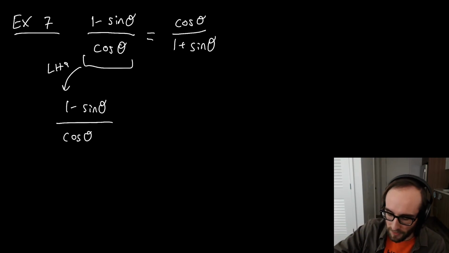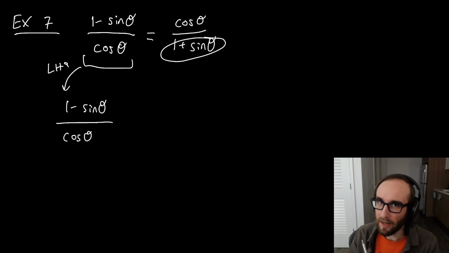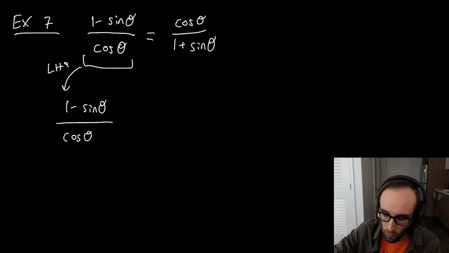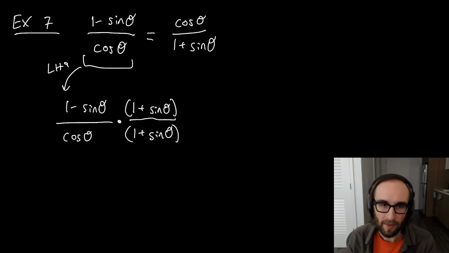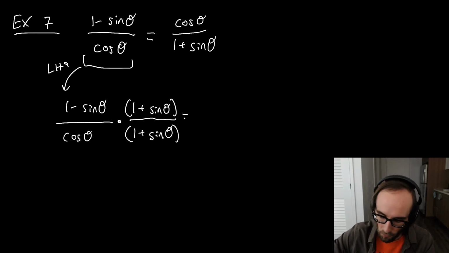Our goal, notice, is to end up with 1 plus sine theta in the denominator. So what we can do is actually multiply this by 1 plus sine theta. We want it in the denominator, so we're going to multiply the denominator by it. That means we'll also multiply the numerator by it. So we end up just multiplying by 1, so 1 plus sine theta over 1 plus sine theta. Because now what we end up with is 1 minus sine theta times 1 plus sine theta.